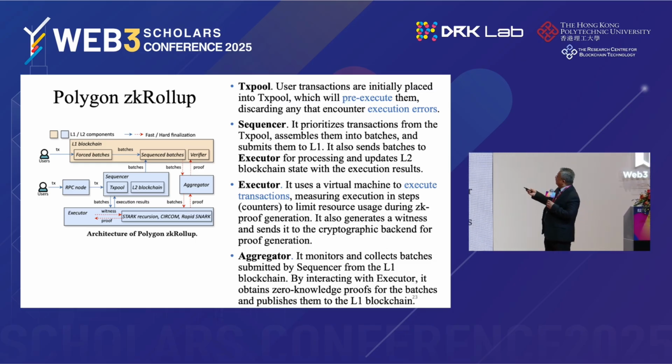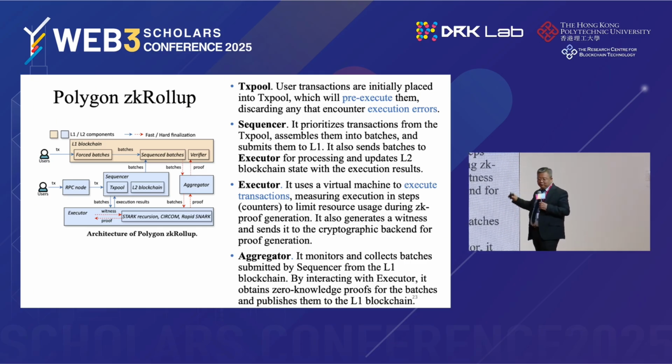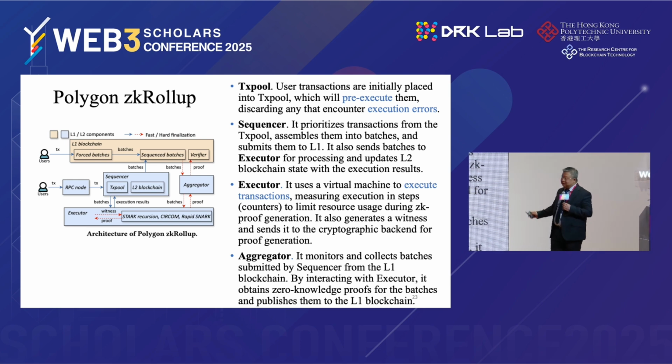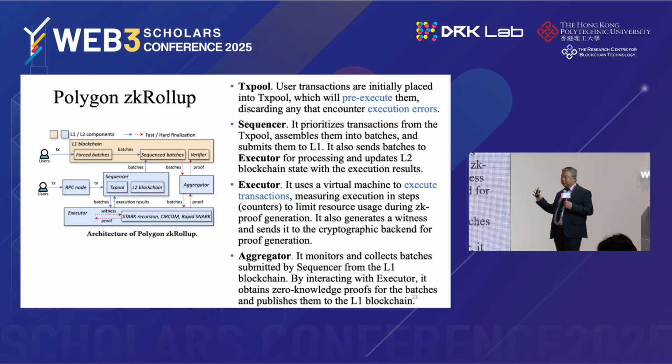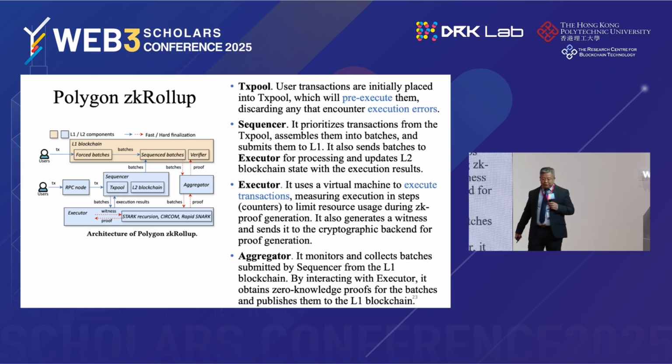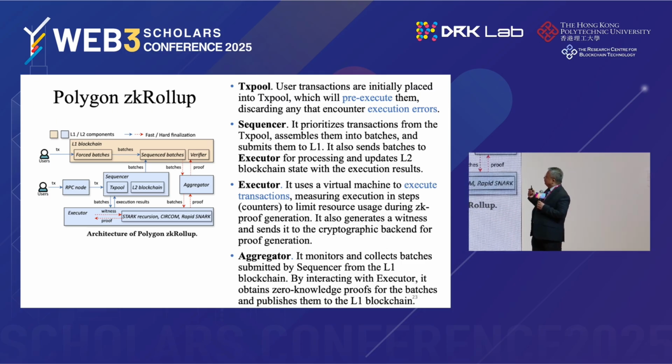For example, it has a transaction pool. The user transactions will be initially placed in the transaction pool, which will be pre-executed, and the transactions having execution errors will be discarded. The sequencer will prioritize the transactions from the transaction pool, assemble them into batches, and submit them to layer 1. It will also send the batch to the executor for processing. The executor will use a virtual machine to execute the transactions, measuring the execution in steps to limit the resource usage during ZK proof generation.